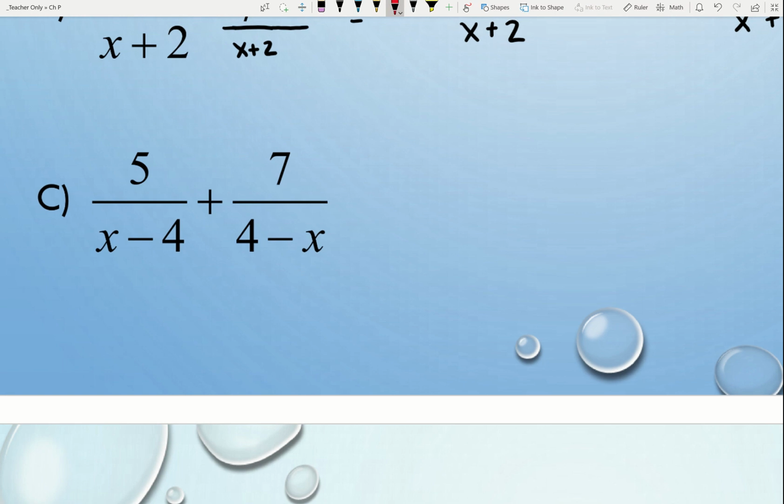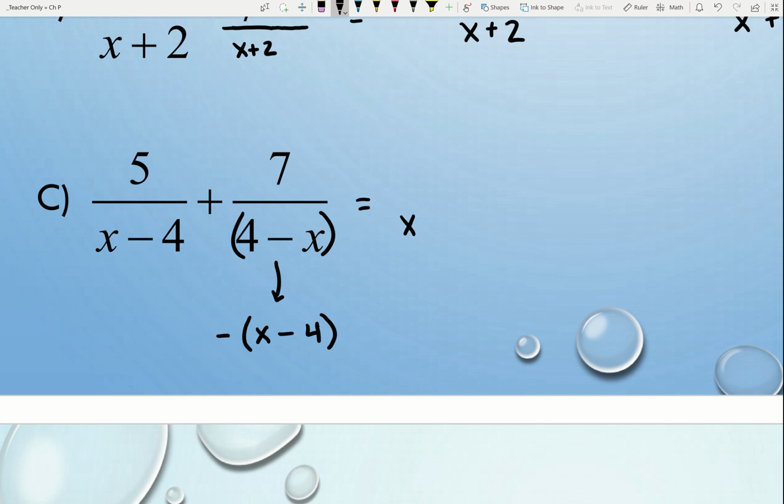Next one down, the two denominators look very similar, but they're not exactly the same. Remember that with subtraction, the order matters. But it's no problem, because if you take a look at this expression, this is equivalent to factoring out a negative 1 from both the 4 and the x. If we were to do that, then the x would become positive and the 4 would become negative.